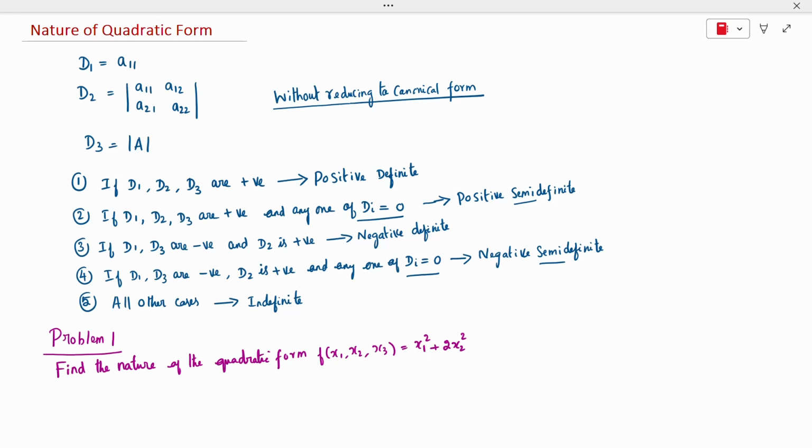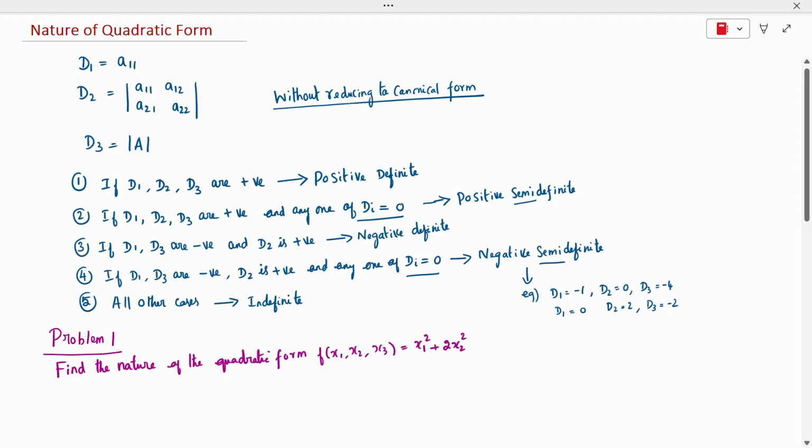What are all the possibilities you can get? For example, suppose D1 is -1, D2 is 0, and D3 is -4. Don't say it is negative definite, because you got 0 in D2. So it is the fourth case, negative semi-definite only. Another case: suppose D1 equals 0, D2 is positive 2, and D3 is negative 2. It is also negative semi-definite.